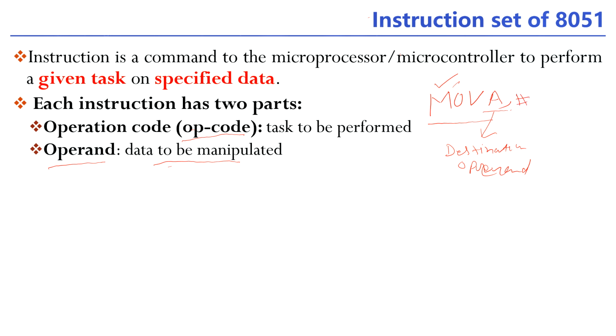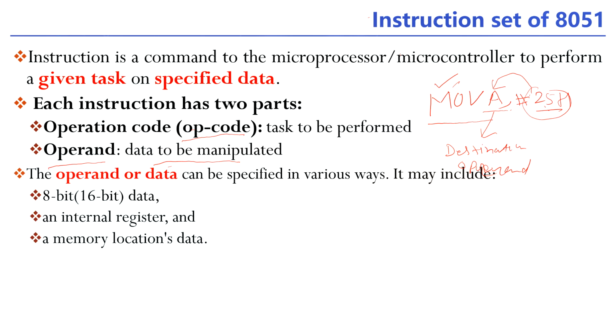Say 25H. This value is copied as it is, because we are using the immediate addressing mode here. This value is copied and transferred here. This is the function of the instruction. Noted? Now we can move to the next thing, operand or data.